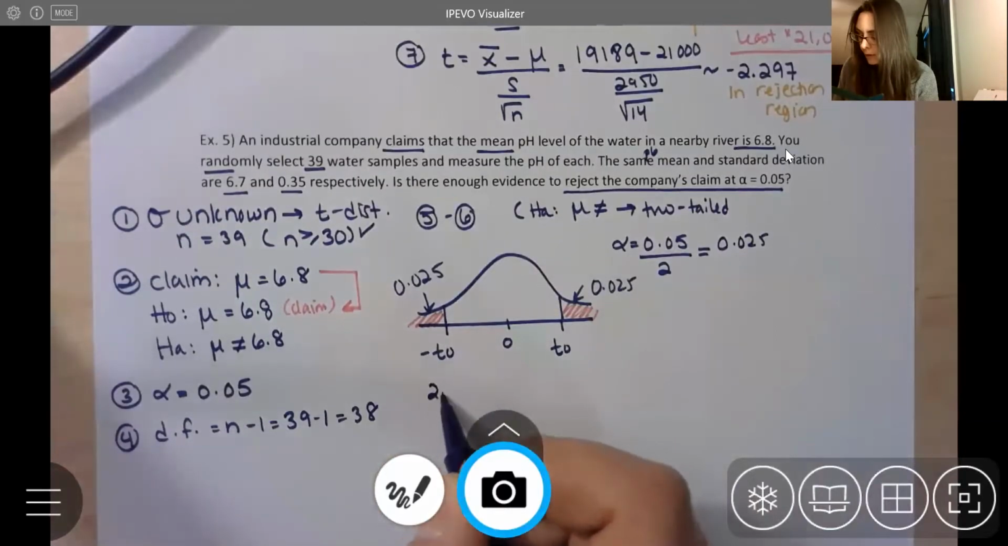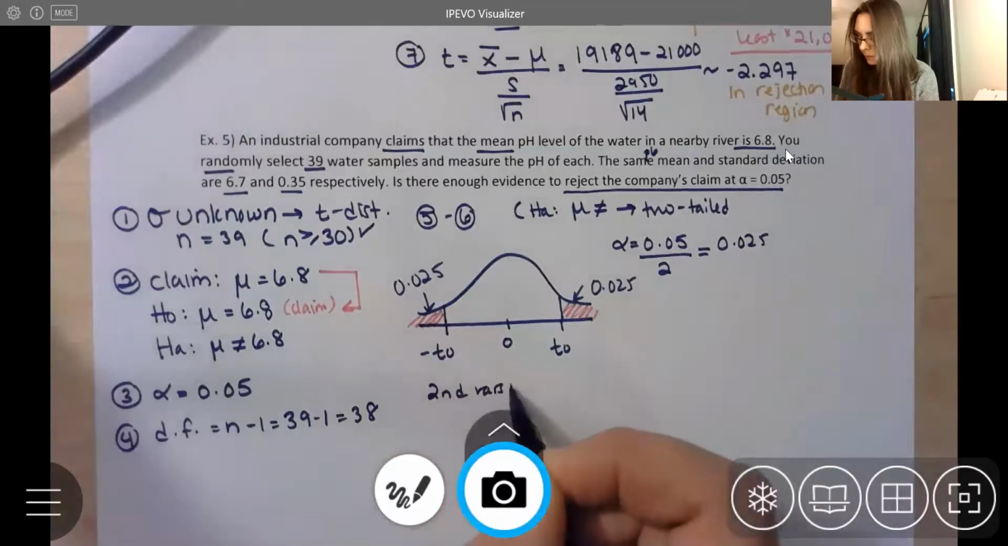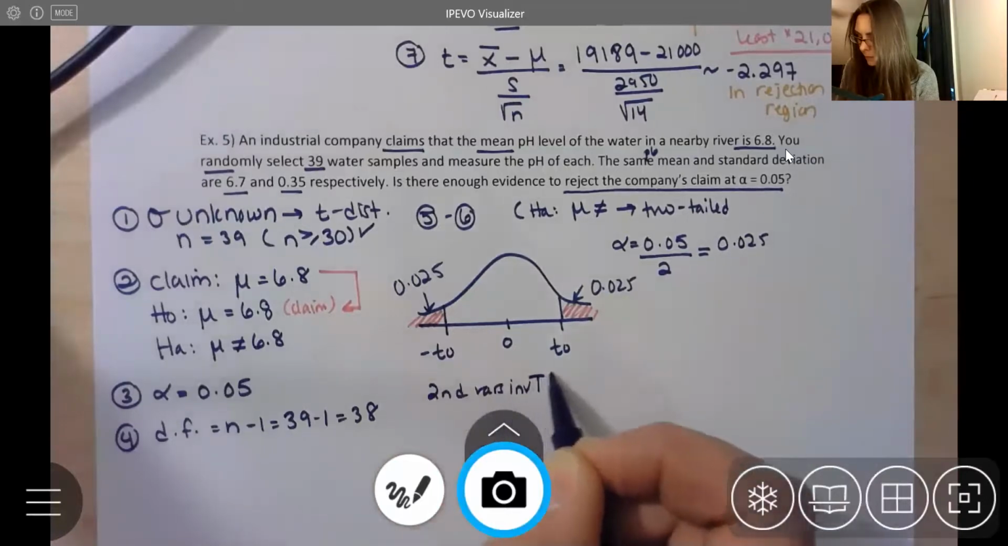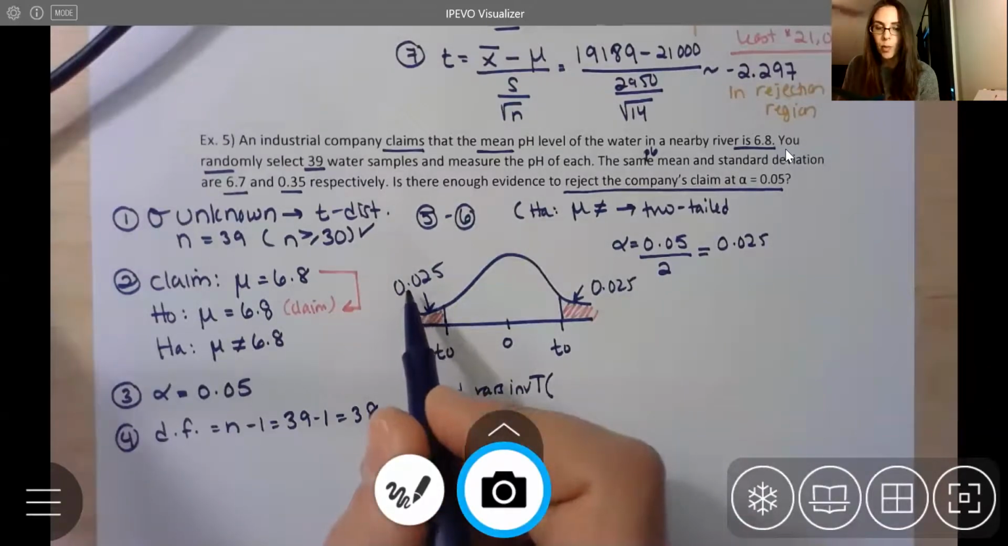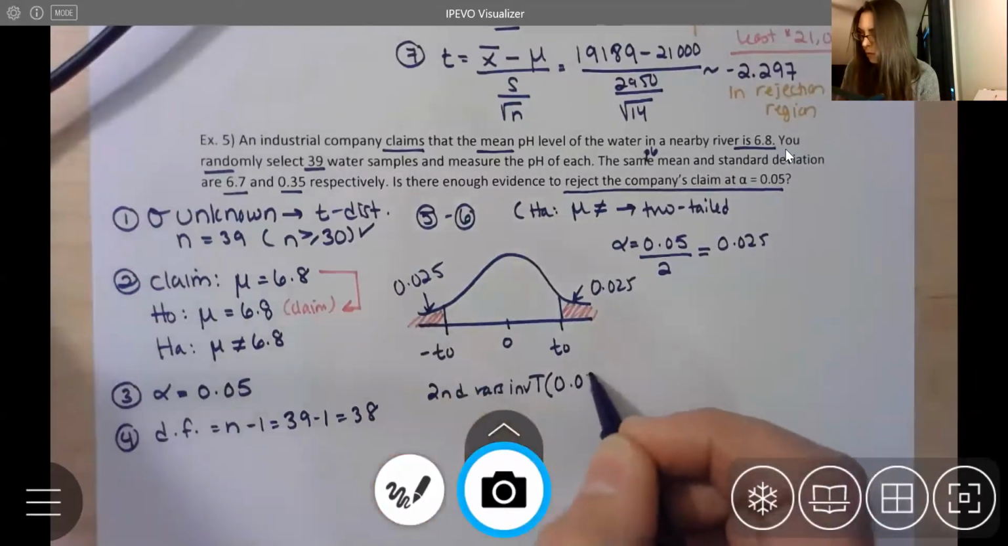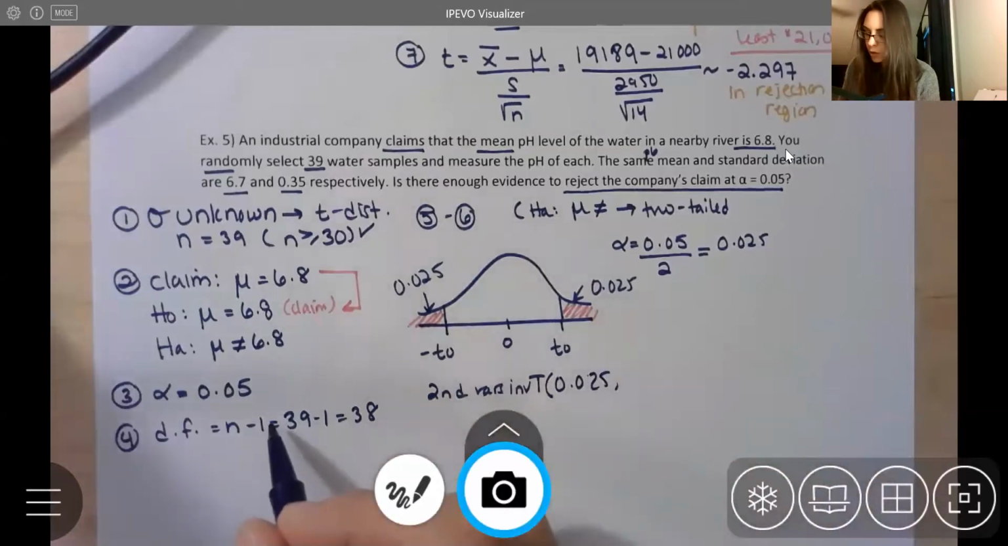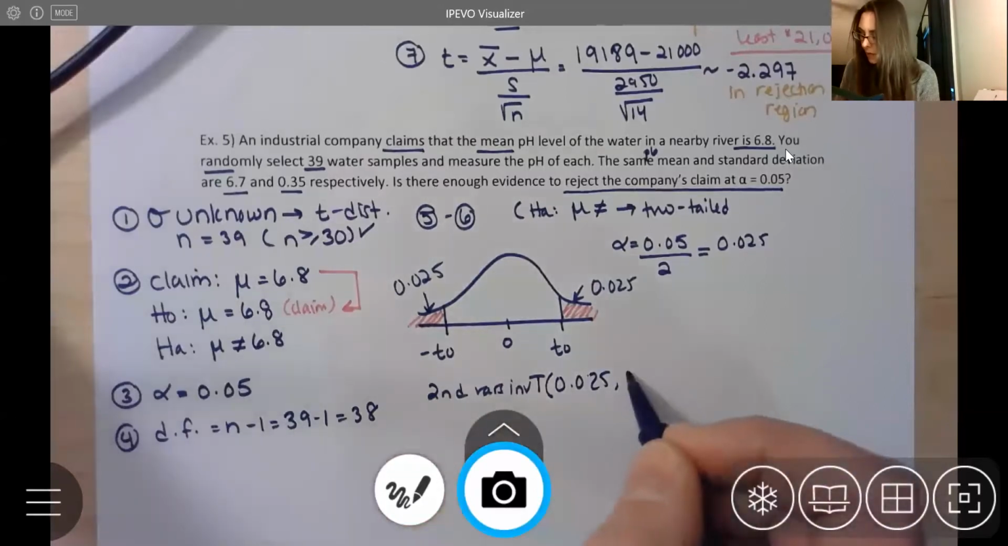So if I use my calculator, again, you're doing the area to the left. So for this one, the area to the left is pretty easy. It's just 0.025. And then you're doing the degrees of freedom, which is 38.